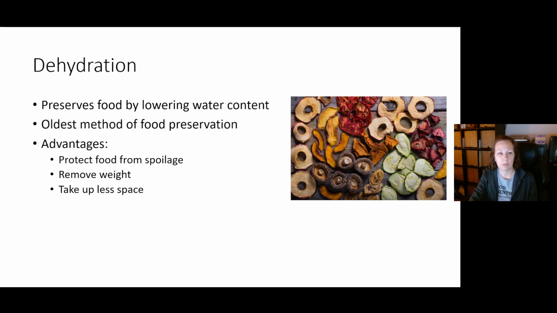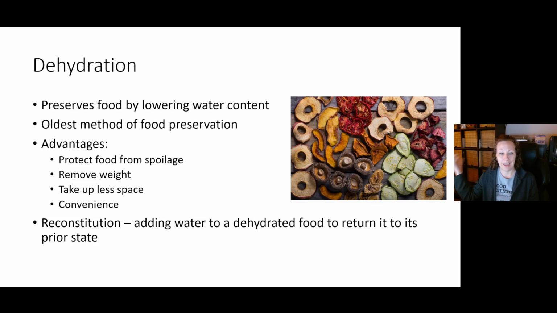Removing weight and space, these 2 things in particular are key for helping make it easier to ship and distribute foods, as well as the advantages for consumers, having things that are lighter and don't take up as much space, like for snacking. And that brings up convenience, right? We don't have to refrigerate foods and we can have them in a package. Then that is very convenient for us. In addition, there's other foods that we dehydrate that we can do what's called reconstitution, which is adding that water back and returning it to its prior state.